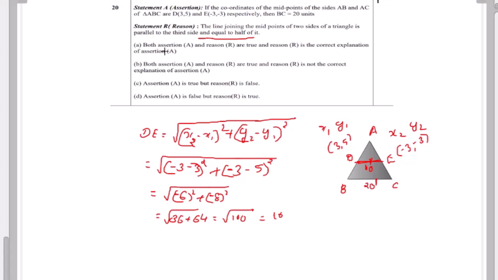Now we'll see the options. Both assertion A and reason R are true, and reason R is a correct explanation of assertion A. It's correct, right? Assertion A and reason R are both true, and reason R is a correct explanation. That means the line joining the midpoints of two sides of a triangle is parallel to the third side and equal to half of it. According to the midpoint theorem, if D is the midpoint of AB and E is the midpoint of AC, then the line joining the midpoints DE must be parallel to BC and DE is equal to half of BC. So it's true only. So the option is A.